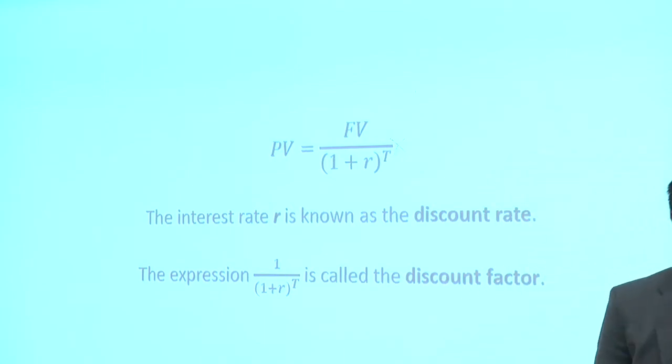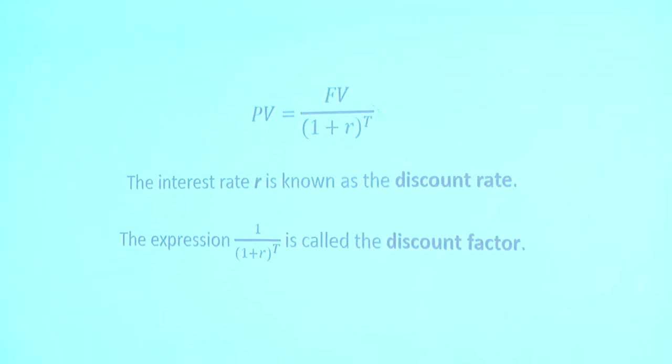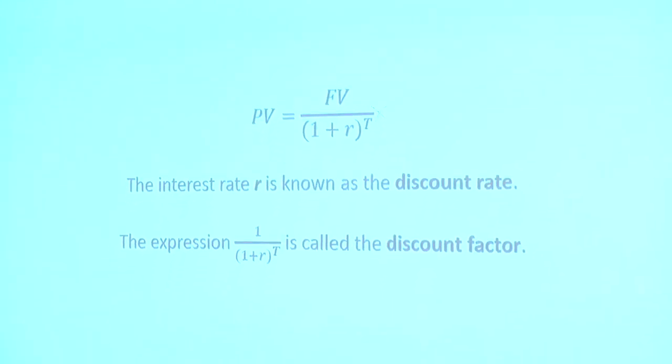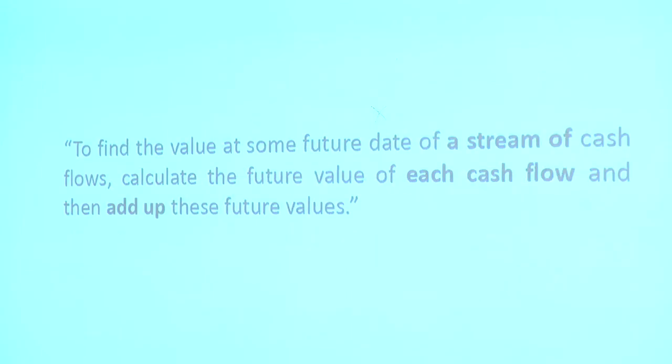Why do we do discounted cash flows? That's a plural term, which means what? We don't only live 1 year, we live multiple years, right? Every year we have a cash flow in or out. So the question can be a little bit complicated if we have more and more cash flows. But what's our general principle? To find the value of a future stream of cash flows, calculate the future value of each cash flow, and then add up the future values, okay?